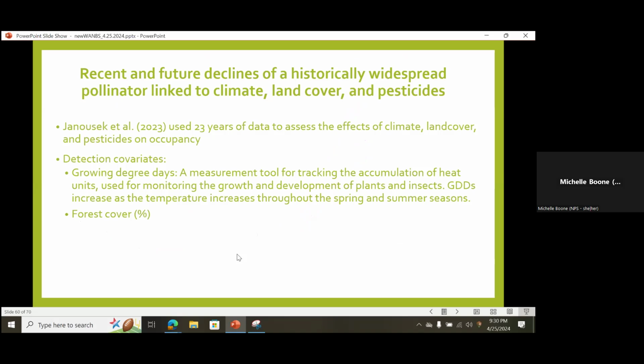And then the second study I'll show, this one's by Janicek from 2023, so it's really new. They analyzed 23 years of data, and they were actually looking to assess the effects of climate change, land cover, and pesticides on occupancy. But this is a detection probability talk, so we're not going to look at that. For detection, they used growing degree days, which is basically a measure of accumulated heat, and it's used for monitoring growth of plants and insects. And they also used percent forest cover.